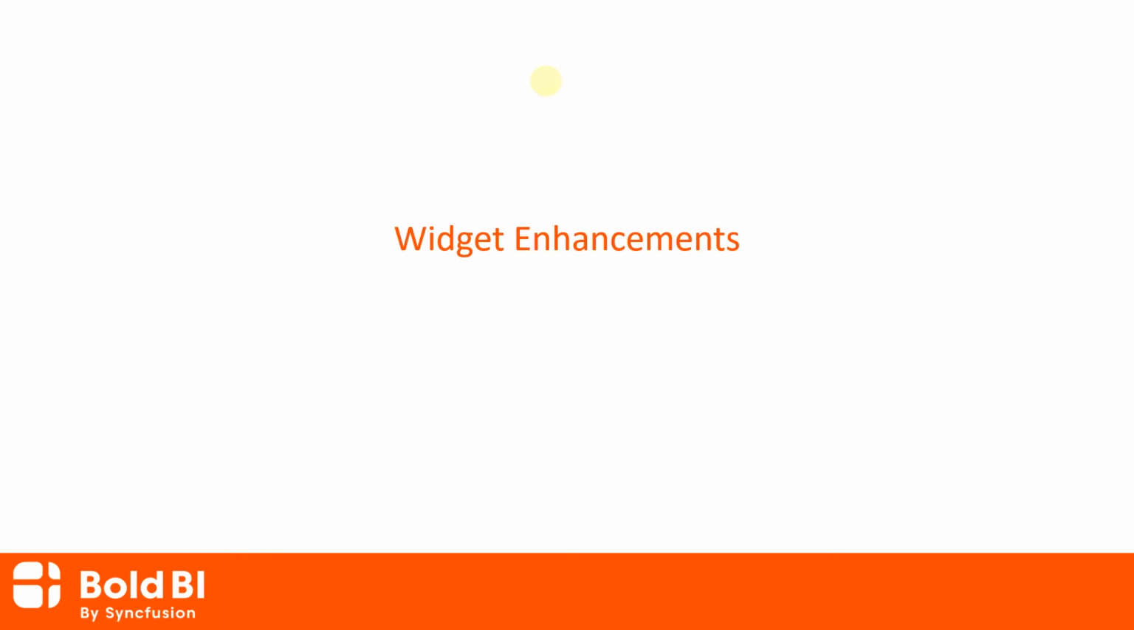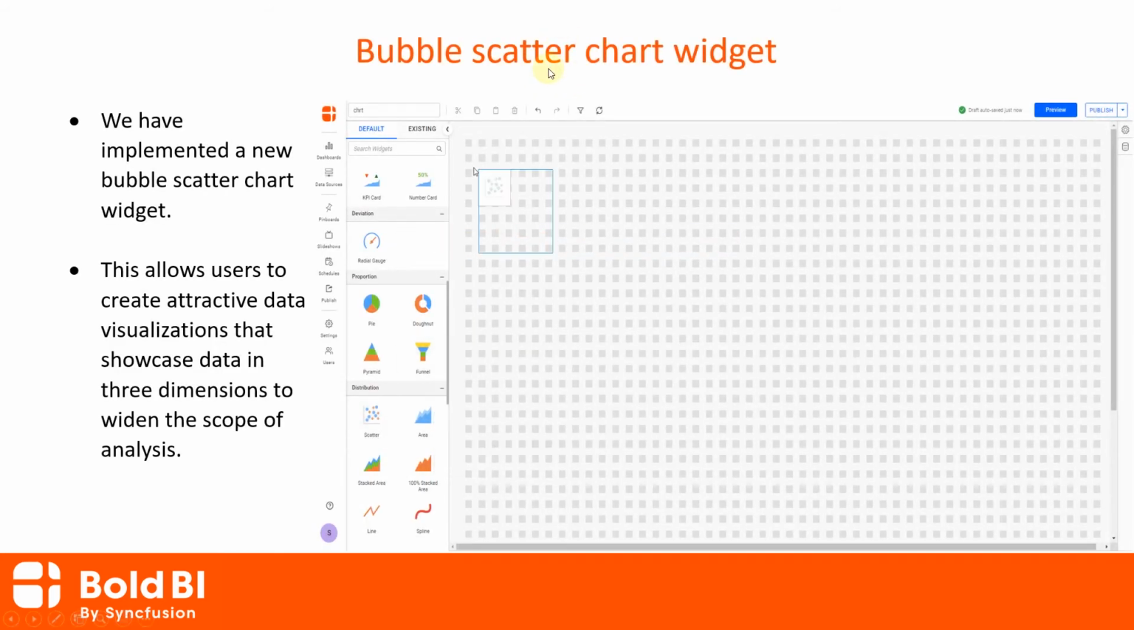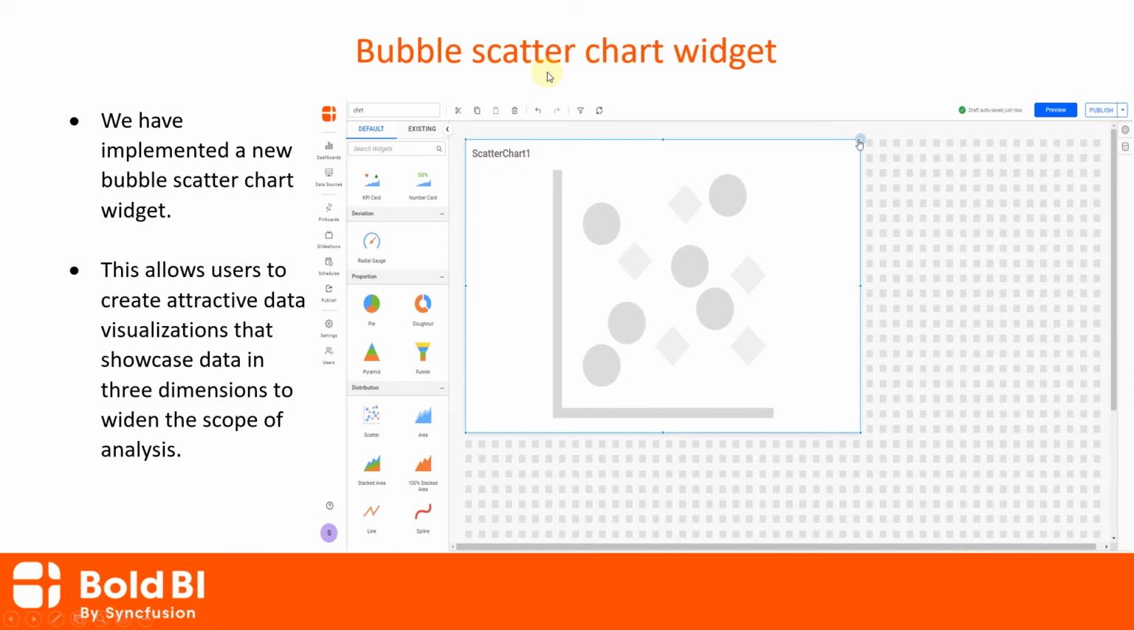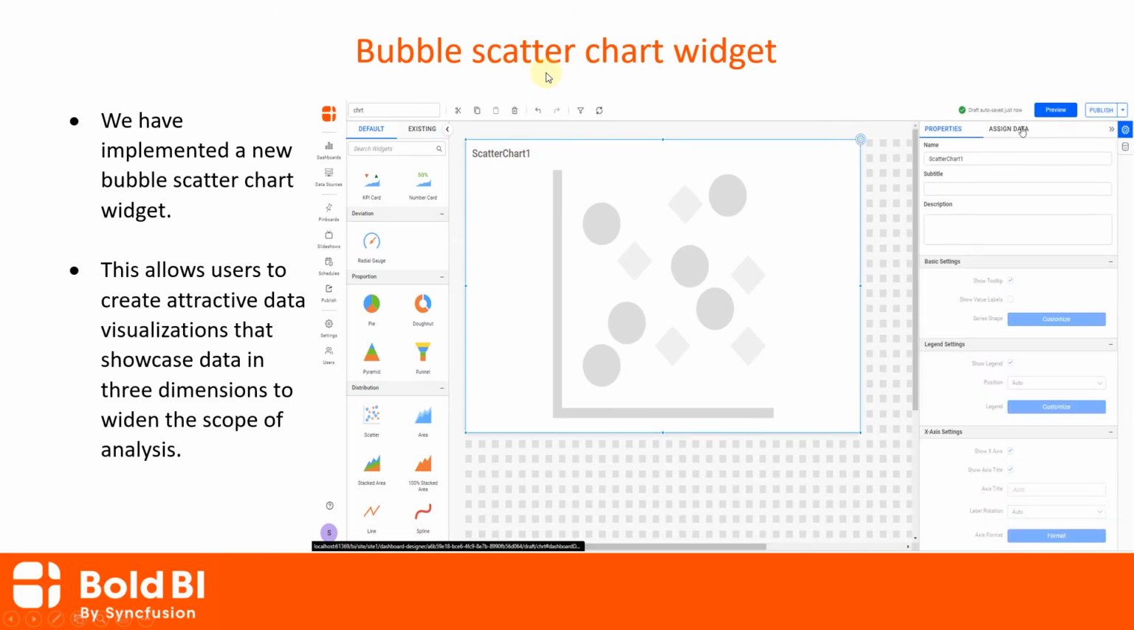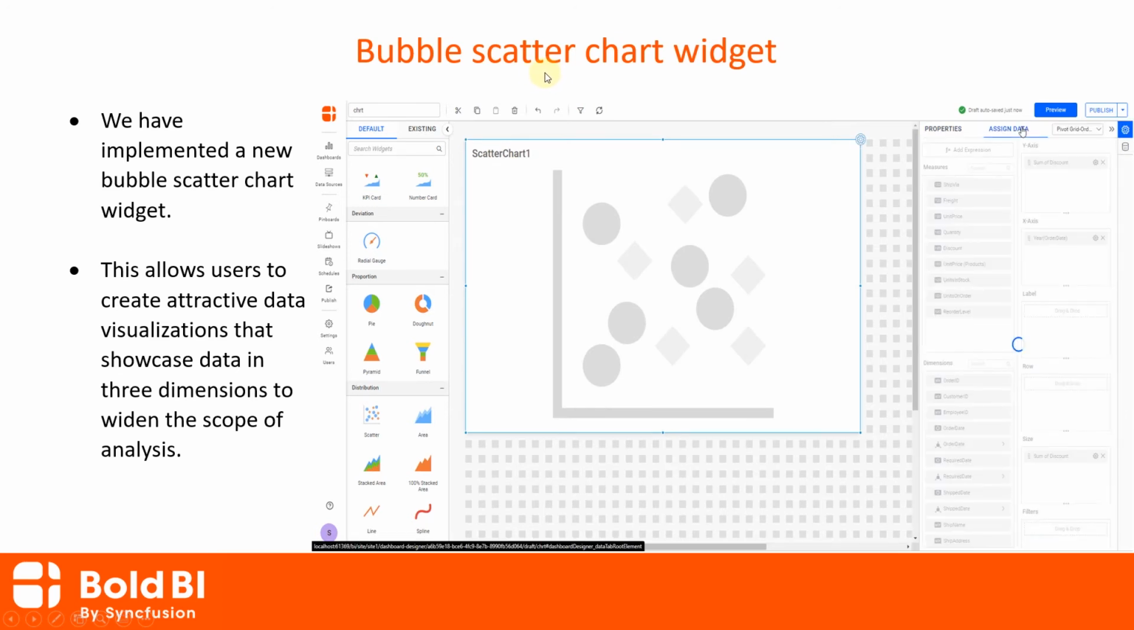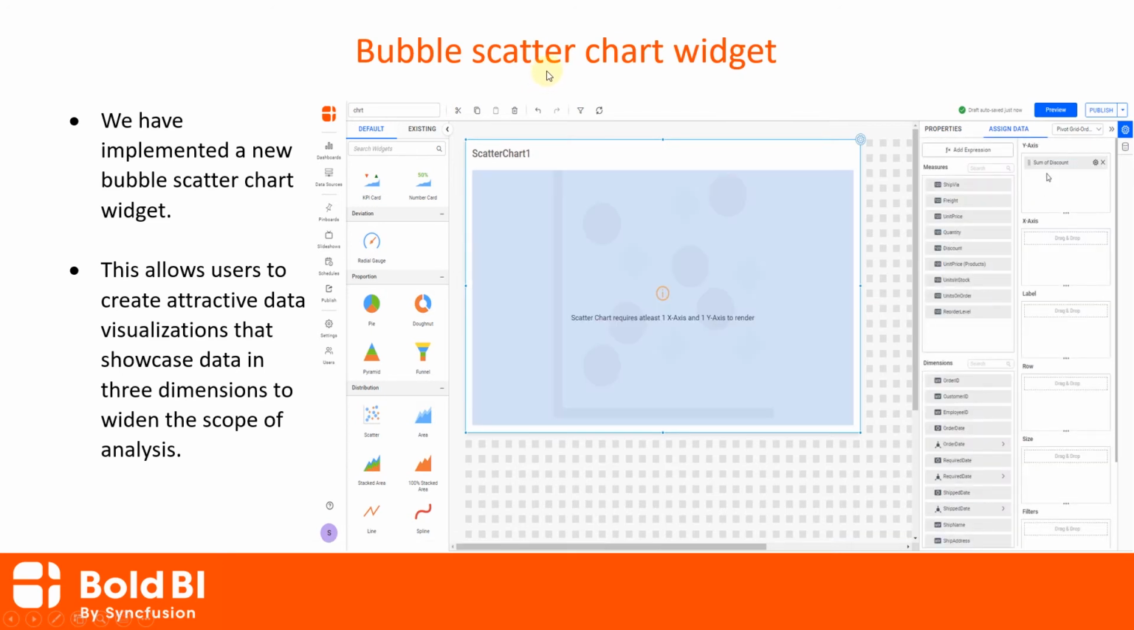One of the major enhancements we have provided is the Bubble Scatter Chart widget, which can be used to create attractive data visualizations that showcase data in 3 dimensions, widening the scope of the analysis. Also note that this new widget will act as a scatter chart if only X and Y values are configured. It acts as a bubble chart if we configure one of the measures for bubble size.